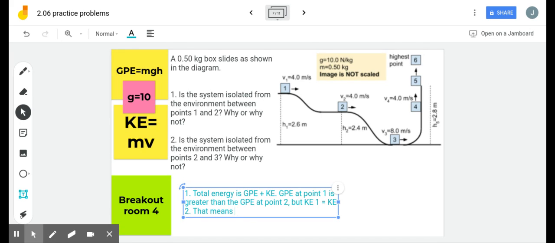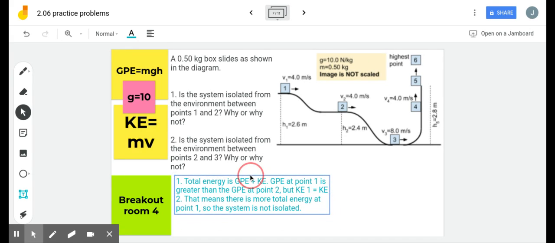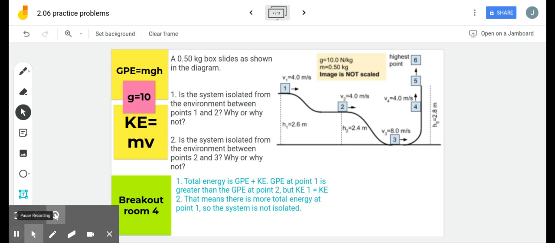is that the GPE at point 1 is greater than the GPE at point 2. But you might notice that the speeds at point 1 and 2 are the same. So KE1 equals KE2. GPE at point 1 is greater than the GPE at point 2, but the kinetic energy at point 1 and the kinetic energy at point 2 are the same. So that means there is more total energy at point 1. So the system is not isolated.